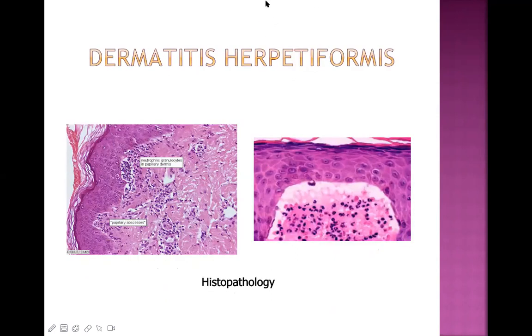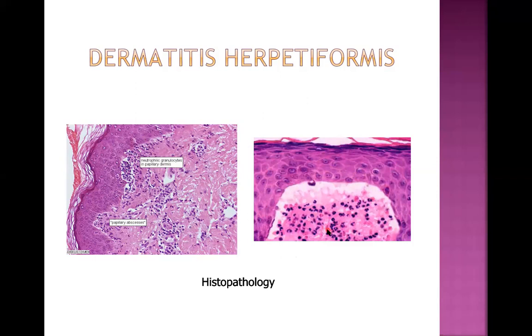Now look at this histopathology. See here, look at this. This is the basement membrane, and this is epidermis. Epidermis has got many layers. The lowermost layer is called stratum basale, then stratum spinosum, then stratum granulosum, and the topmost layer is called stratum corneum. Now below the basement membrane there is a dermis.